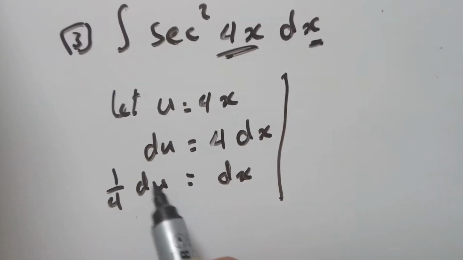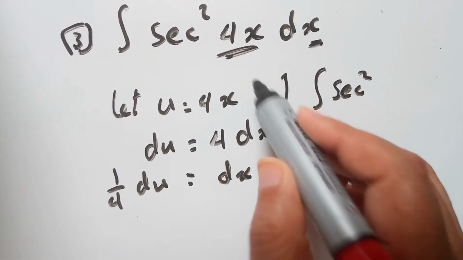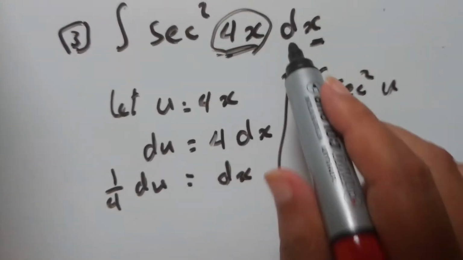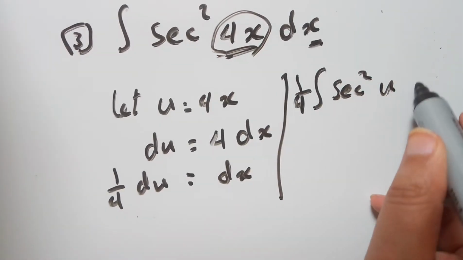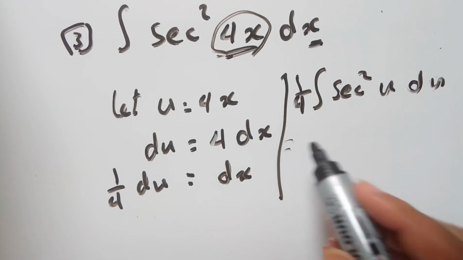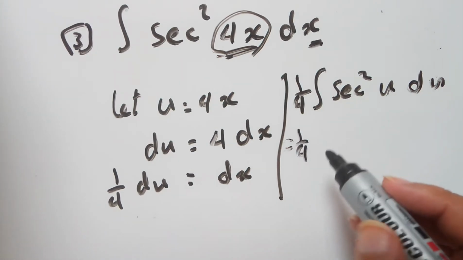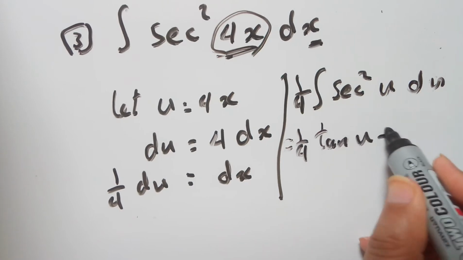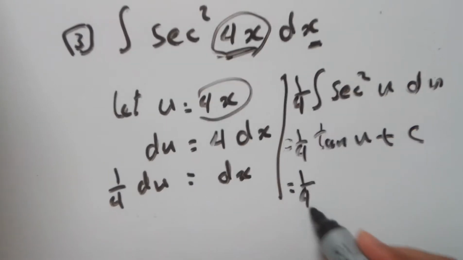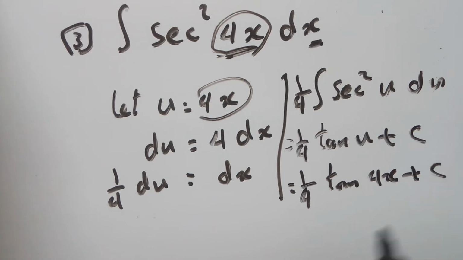Now you can substitute these values in the given integral. It will be secant square 4x, it is what? It is u. And dx will be 1 over 4 du. Now you get the form. Then apply the rule. It will be 1 over 4 secant square, its integration is tangent u plus the constant of integration. But u is what? It is 4x. Then it will be 1 over 4 tangent 4x plus c.